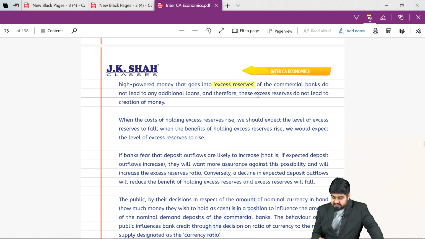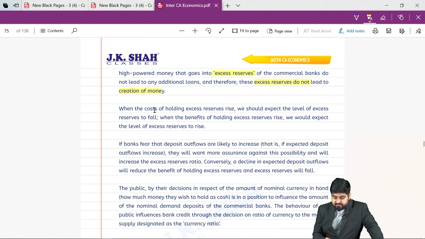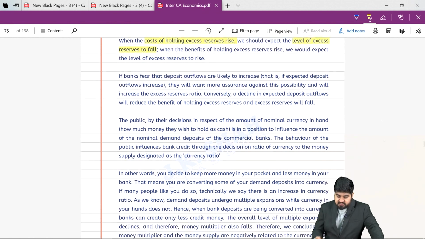So see this, excess reserves do not result into creation of money. Do not is a very important word. When the cost of holding excess reserve ratio rises, that is opportunity cost, we will expect that the excess reserve ratios will fall. Simple. And we will increase the level of money supply in the economy. Similarly, if there are more deposit outflows, so what we will do? We will of course go ahead and increase the level of excess reserve ratio. This is what we have studied, isn't it?